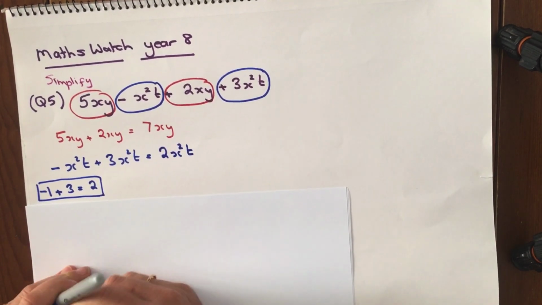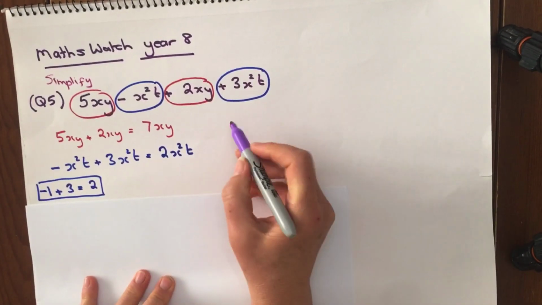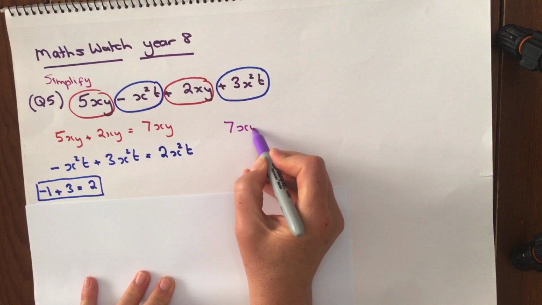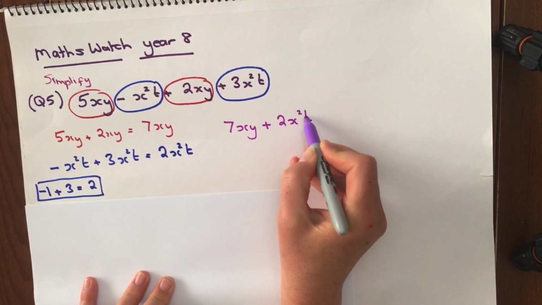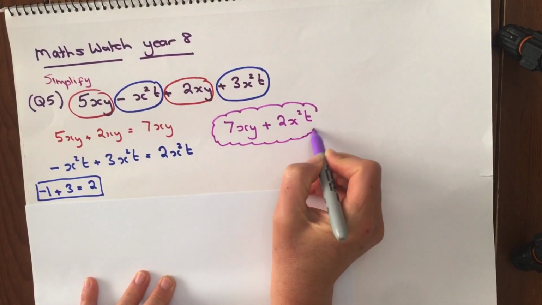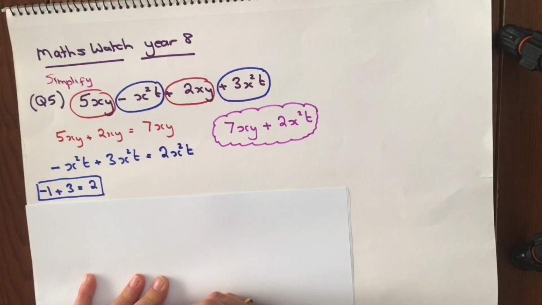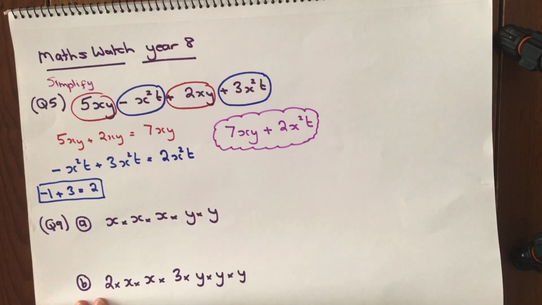So minus something, add 3 of the same thing, will give me 2 of that thing. So my end answer, if I collect everything together, will be 7xy plus 2x squared t, and that's my answer. And that was the hardest question on the paper. Well done if you got that right.